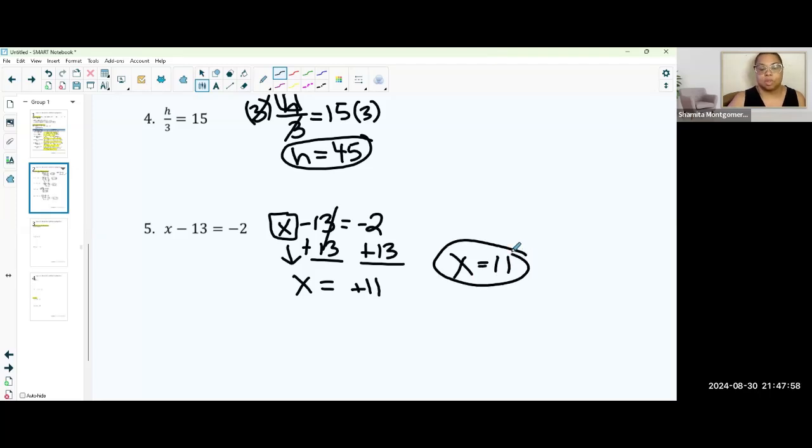Okay. Think of it too like a number line. You start at negative 2 and you're adding 13, so that means you're going to the right. That's going to mean you're going to go into the positive numbers on the number line, and it'll end at 11. Right.